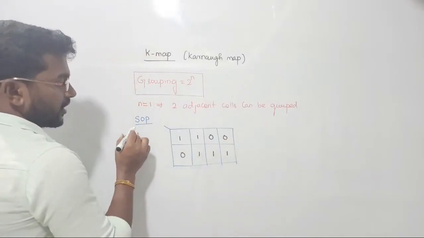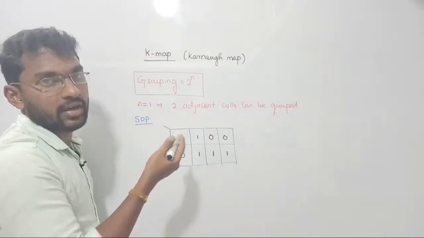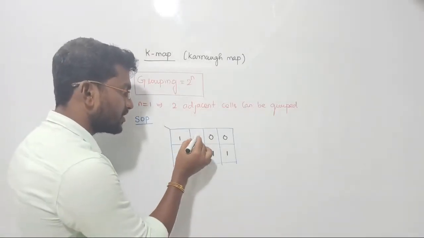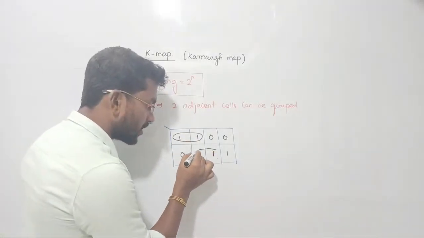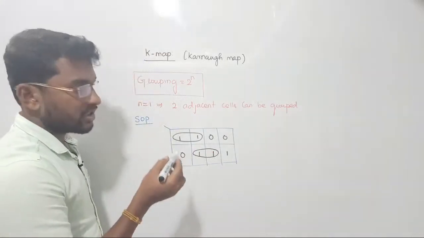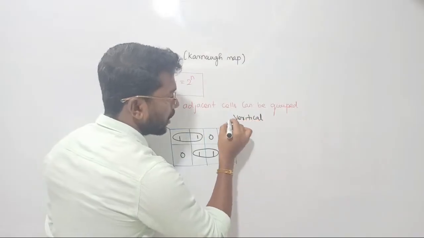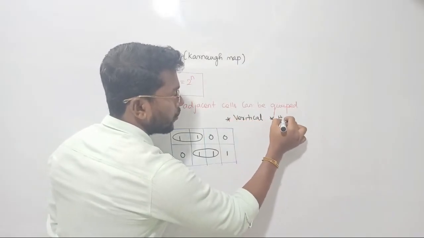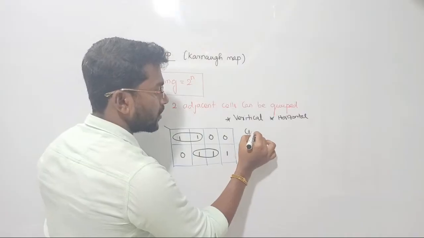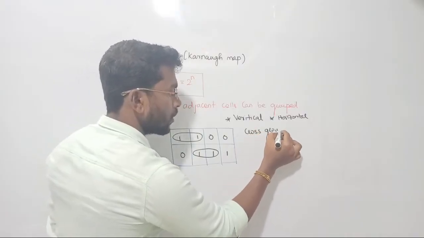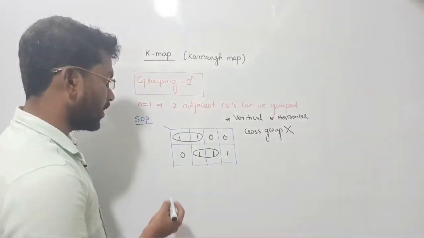Now the first thing is n equal to 1, that is, 2 adjacent cells can be grouped. The 2 cells next to each other we can group. There are 2 type of possibilities: you can perform vertical grouping, you can also perform horizontal grouping. Horizontal and vertical both are allowed, but cross grouping is not possible. Cross grouping is wrong.